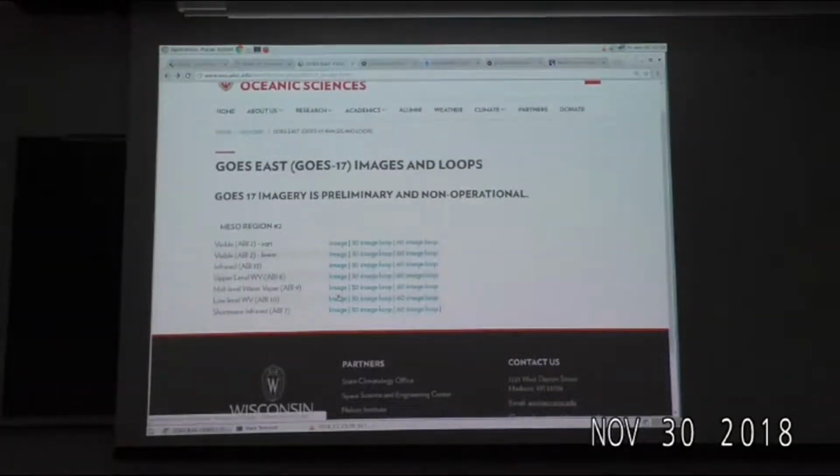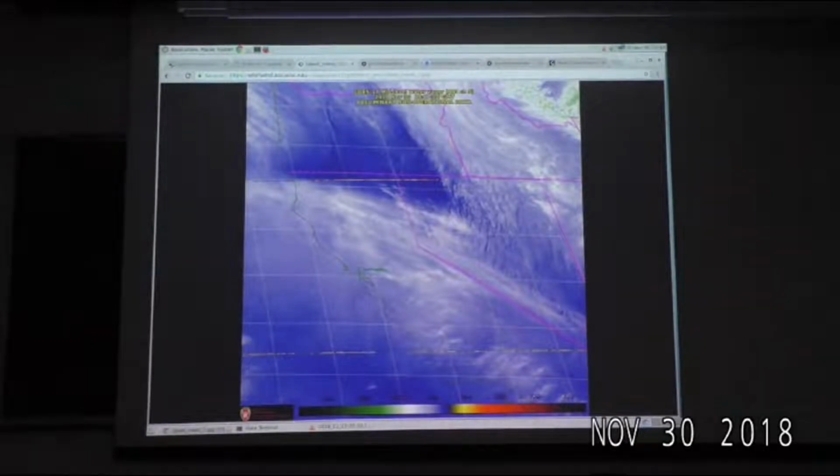The water vapor channels are having some issues right now. I don't know if it's part of their checkout and testing, or if it's something they're working on. We had similar issues with GO16 when it was in its test phase, so I suspect it'll be better at some point. But you can see on the mid-level water vapor, there are these lines that go across, and those are in all of the different sectors of water vapor imagery.